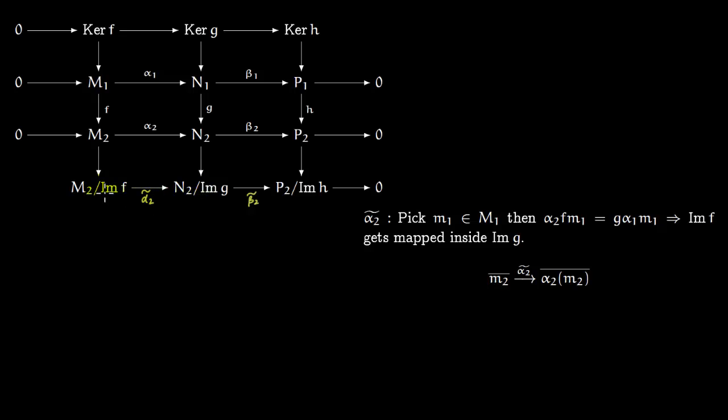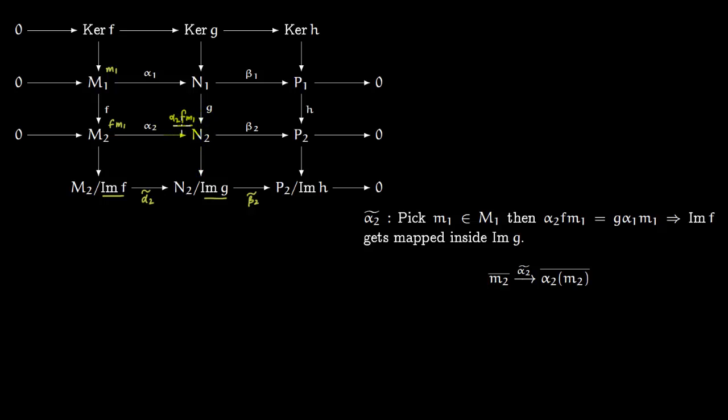That is, if you have some element lying in the image of f, you apply alpha 2 tilde to it, it should land in the image of g, because this is just a 0 here, so it should also be a 0 here. And this will hold because you can start with m1 here. If you start with m1 here, in m2 you get f of m1, and then you apply alpha 2 to it, you get alpha 2 f of m1 right here in n2.